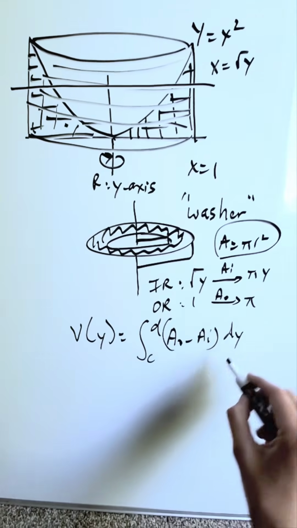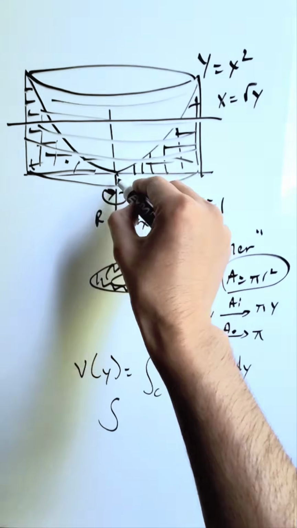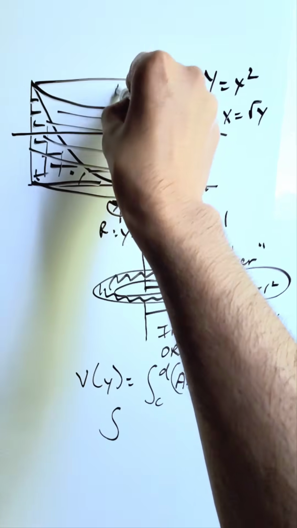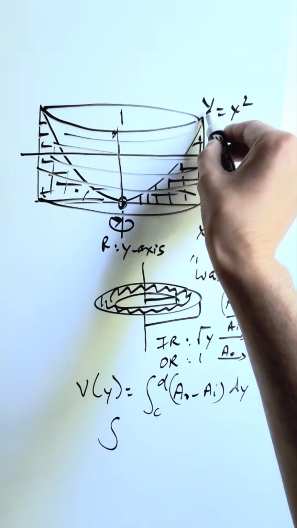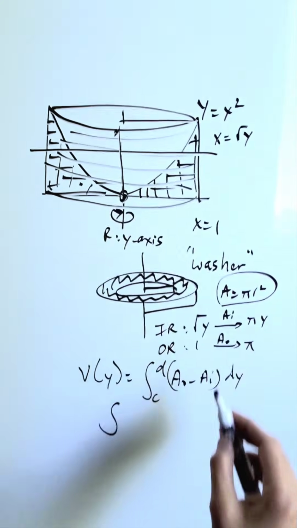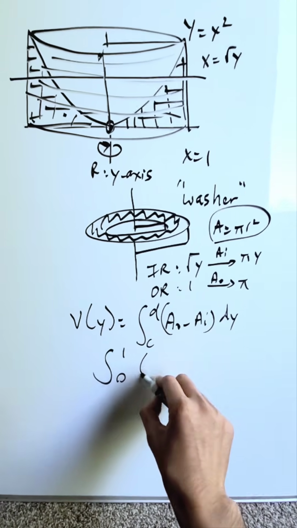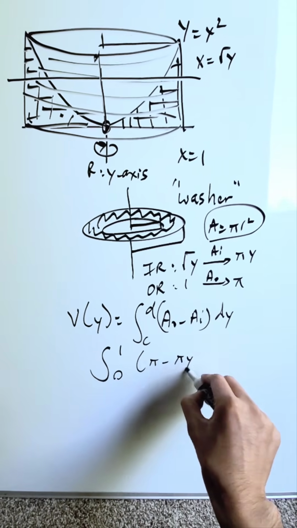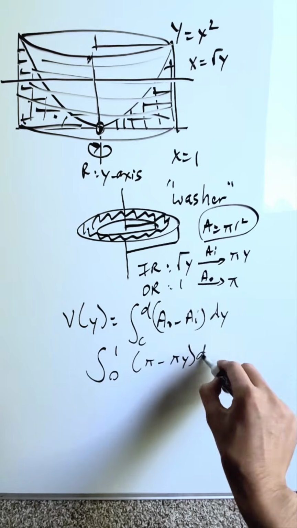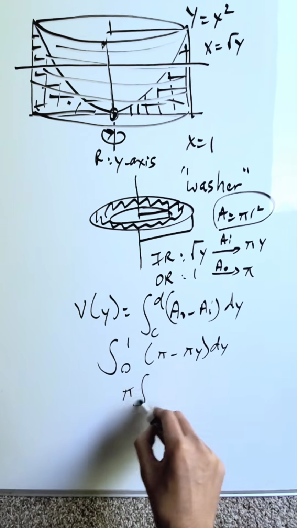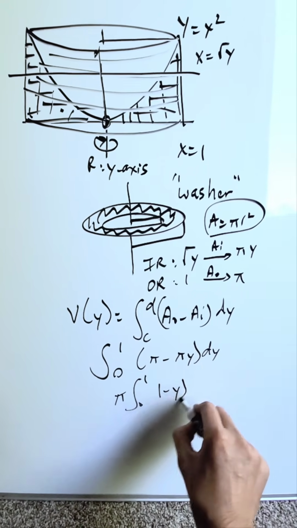And with respect to dy, what are my limits? You're going from 0 up to this 1. Because if I put x equals 1 and y equals x squared, you are going as high as 1. From 0 to 1, I have pi minus pi y, outer minus inner area, dy. Isolate the pi and push it out. 0 to 1, 1 minus y dy.